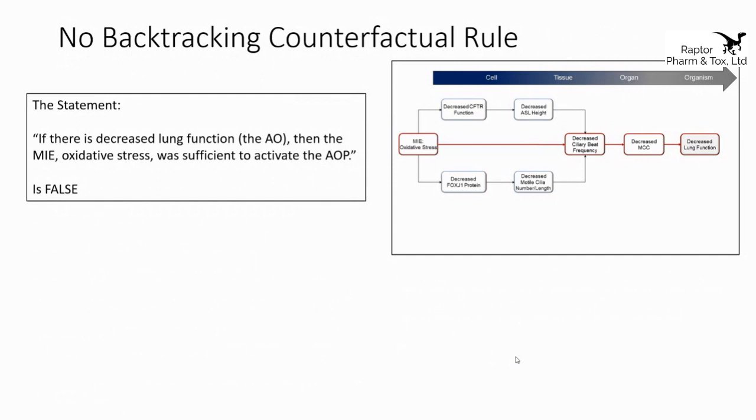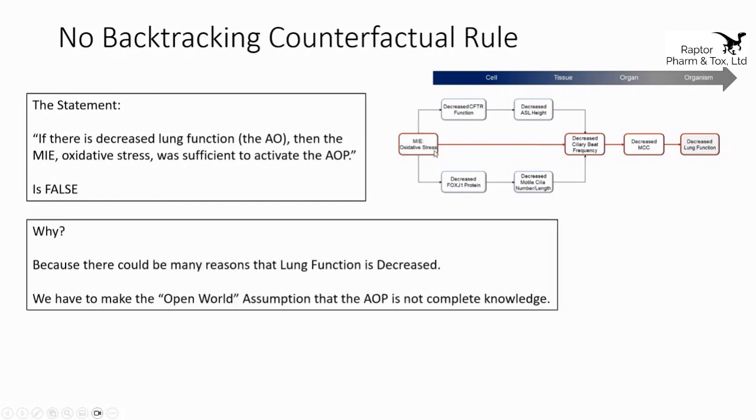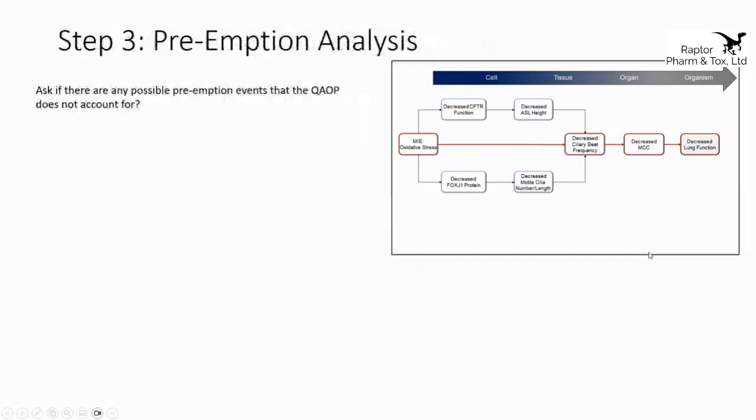This is just a reminder. There's this thing called the no backtracking counterfactual rule, which basically says if there's a decreased lung function, so if we have the AO, then the MIE oxidative stress was sufficient to activate the AOP. And that statement's false. And it's false because there could be any number of reasons why there could be this decreased lung function. We have to make what's called the open world assumption. So we can't assume that the AOP is complete knowledge. Unless you have an AOP network that you state as complete knowledge, you really can't do that. And so therefore, we have to be careful with the backtracking counterfactual rule.